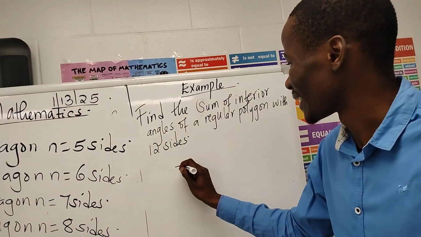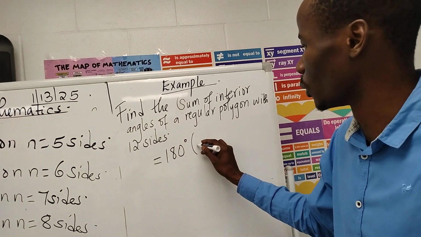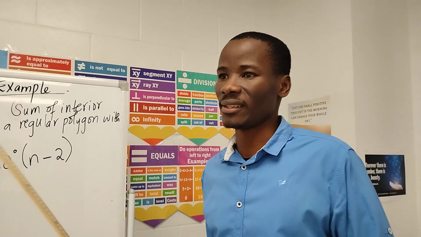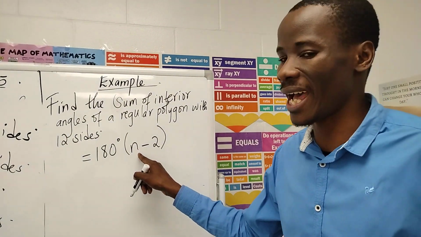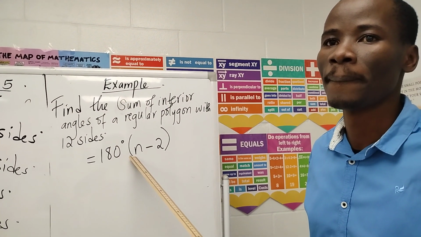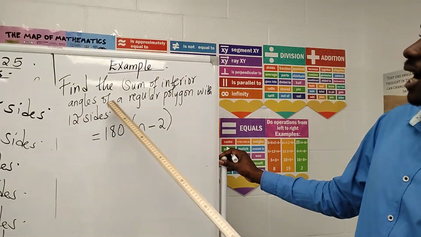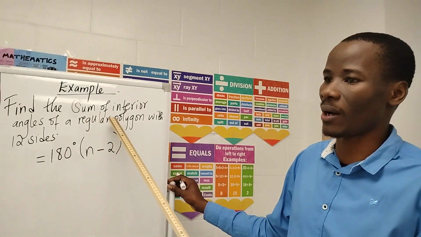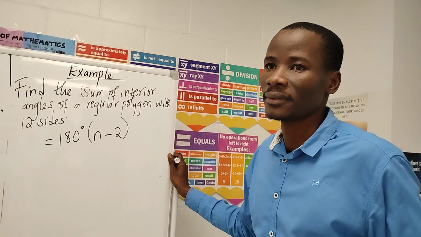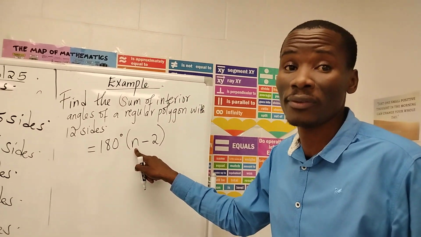The formula says that the sum of interior angles of a regular polygon is given by 180 degrees times (n minus 2). Looking at our example, class, what is our n? Who can tell us from our example above, what is our n? We are saying, find the sum of interior angles of a regular polygon with 12 sides. What is n? N is 12. Why? The number of sides.